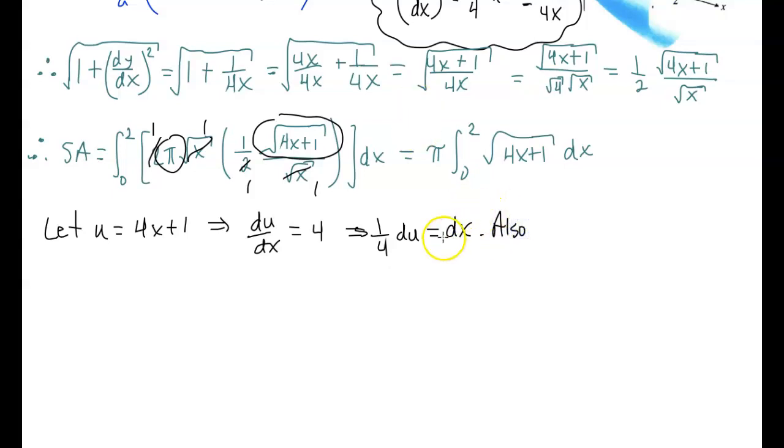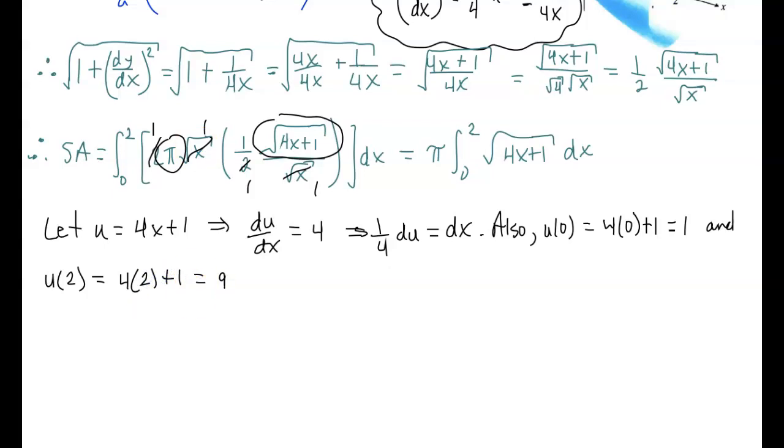Also, since we're changing the variable here, we might as well go ahead and write all these x values in terms of u. So we have u of 0. And remember, u is just 4x plus 1. So we're going to plug in 0 for x there, and that's going to be 1. And we also know that u of 2 is going to be 4 times 2 plus 1, and that will be 9.